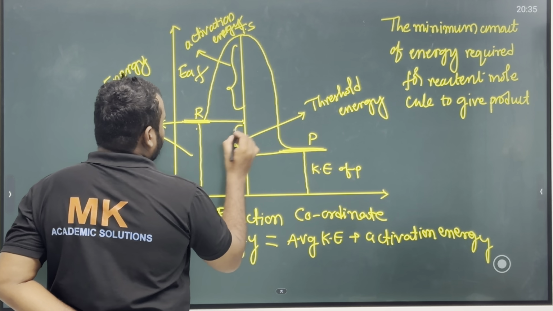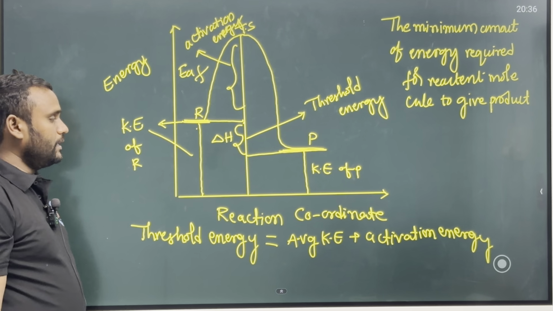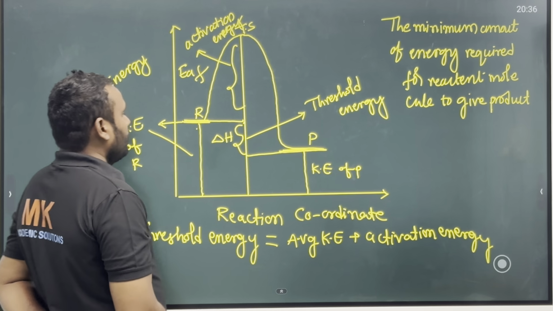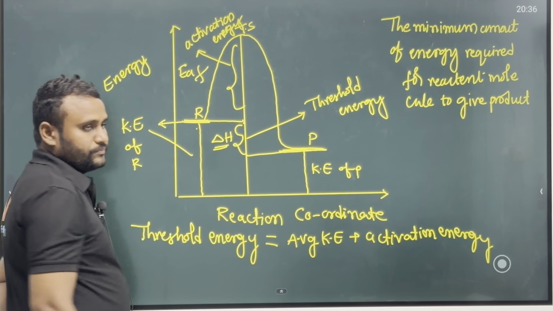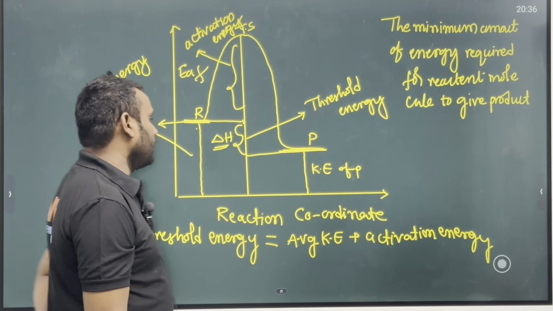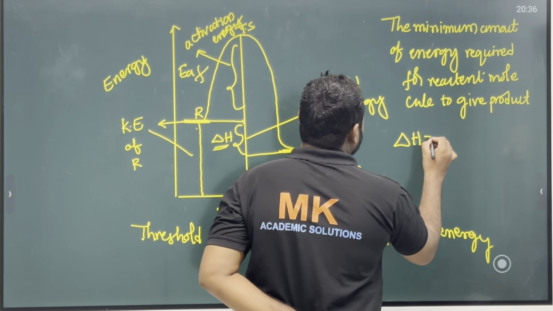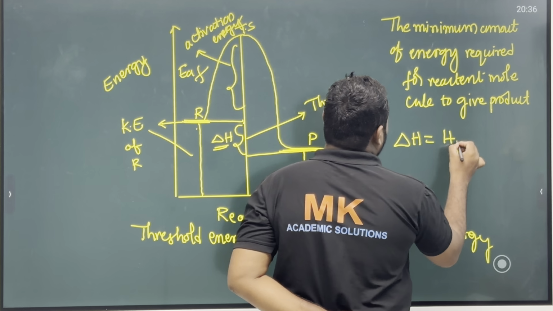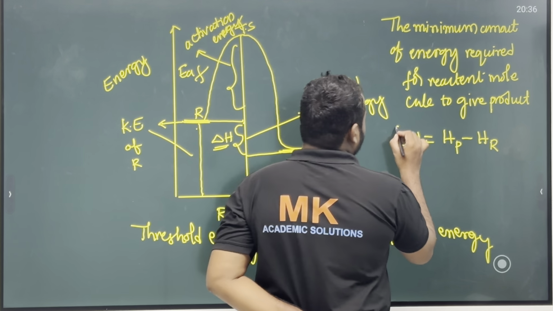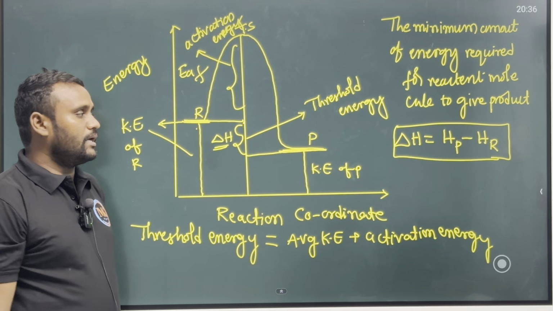Now this is also very important, this is the delta H. What is the delta H here? Enthalpy change, change in enthalpy. Based on this delta H value we can decide whether the reaction is exothermic or endothermic. What is the delta H formula? Delta H is enthalpy of products minus enthalpy of reactants. This is the enthalpy of reaction.